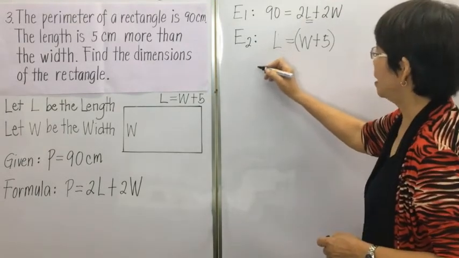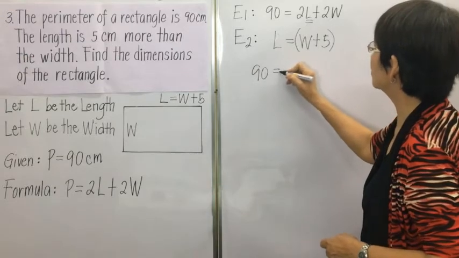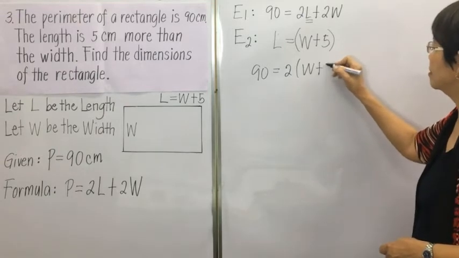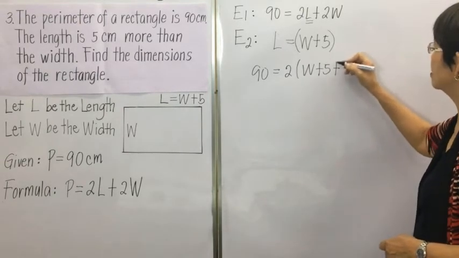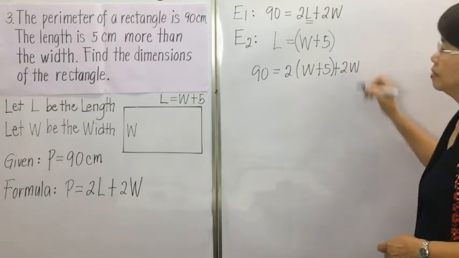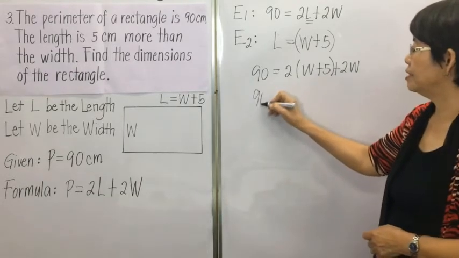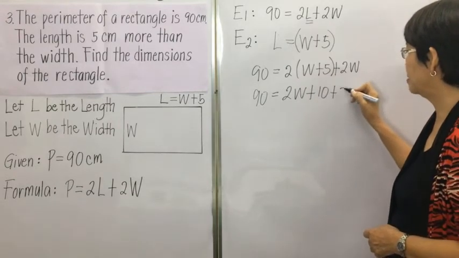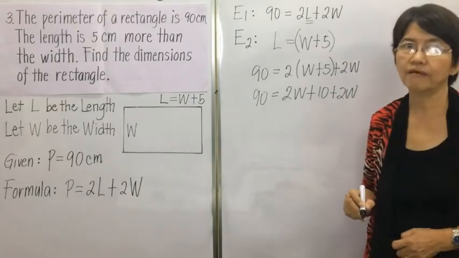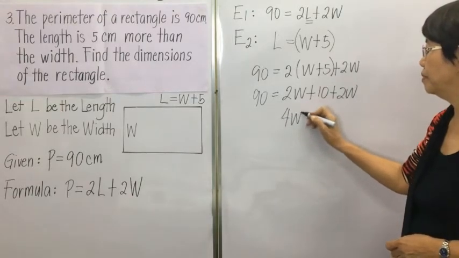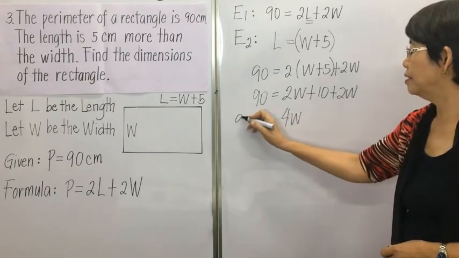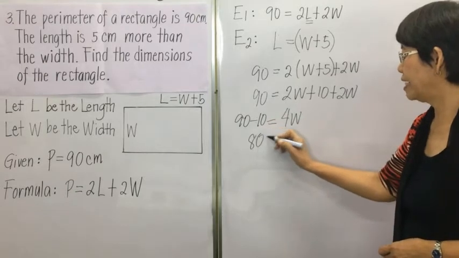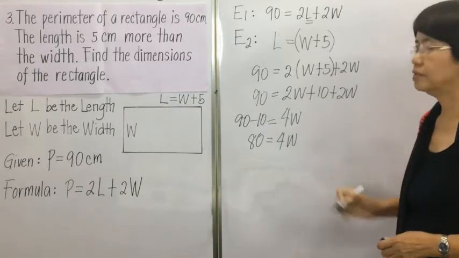So we have 90 is equal to 2 times (W plus 5) plus 2W. And then 90 is equal to 2W plus 10 plus 2W. So we have 4W equals 90 minus 10, or 80 is equal to 4W.